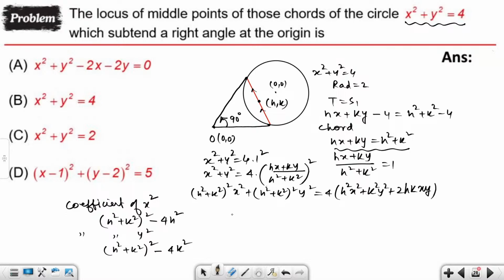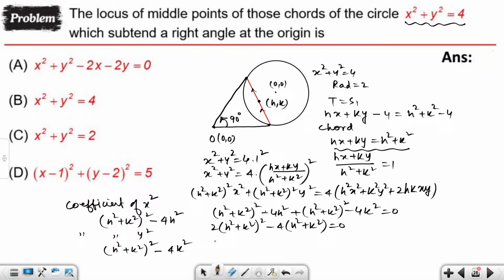Now, according to the question, since it is making an angle of 90 degrees at the origin, we will say the sum of the coefficient of x square plus the coefficient of y square equals 0. So what are you getting? 2 times (h square plus k square) whole square minus 4 times (h square plus k square) equals 0. Let us take h square plus k square common. So we have 2 times (h square plus k square minus 2)... 2 times h square plus k square minus 4. Is this clear or not?